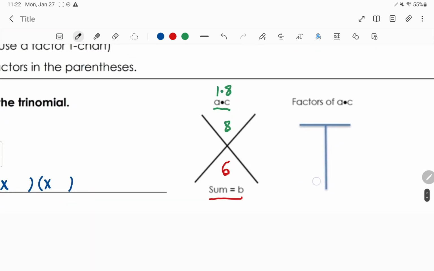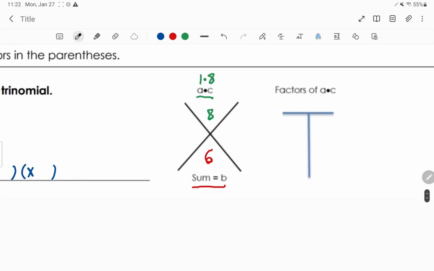We need to find two numbers that if I multiply give me 8. So it's 1 and 8, 2 and 4, 3 doesn't have 1, and then 4 and 2. Those are all the possible combinations I can get. Now in this case, we're just gonna have to pick one. If I add them, I need to get 6. So 1 plus 8 gives me 9. So that one doesn't work. 2 plus 4 is 6, and also over here 4 plus 2 is also 6.